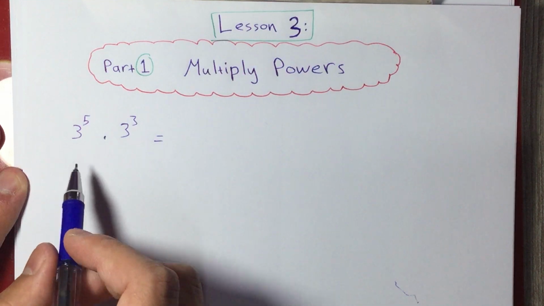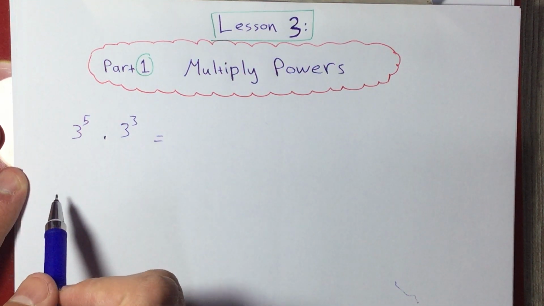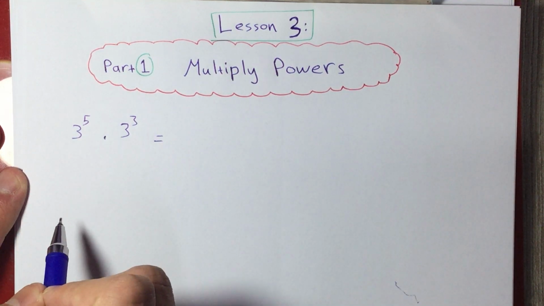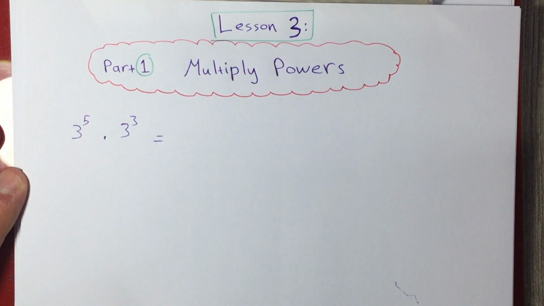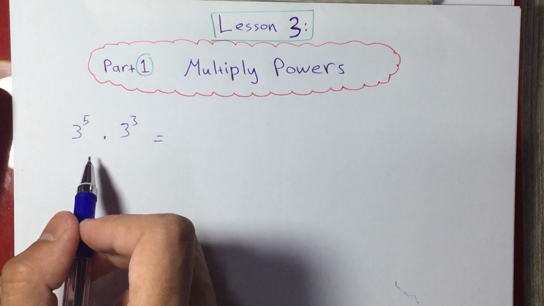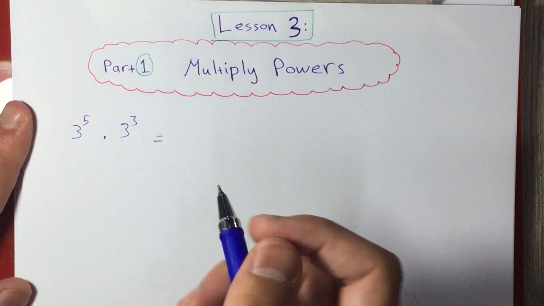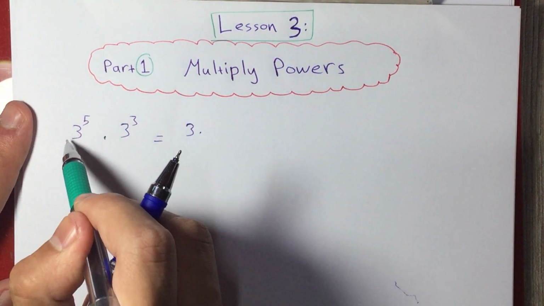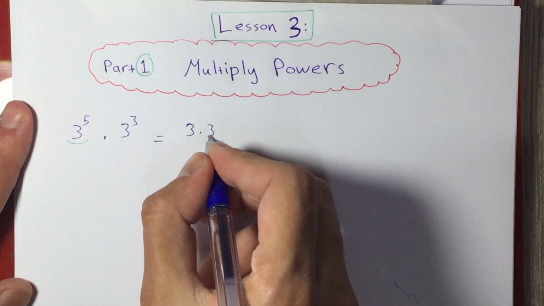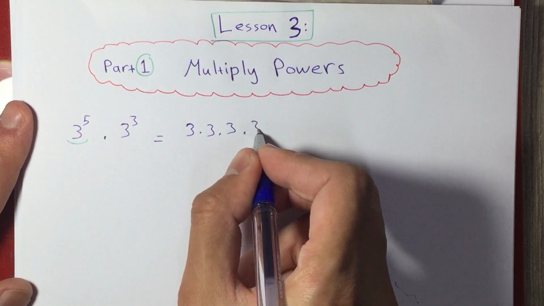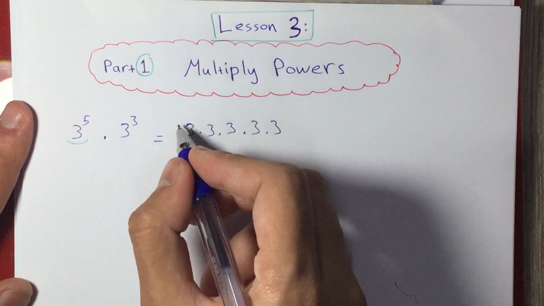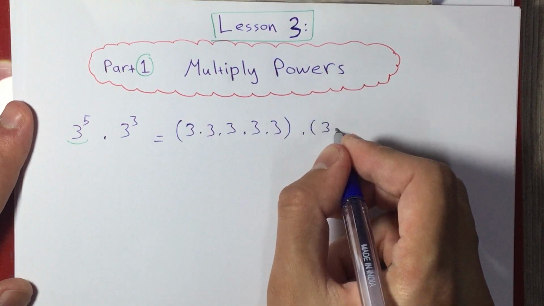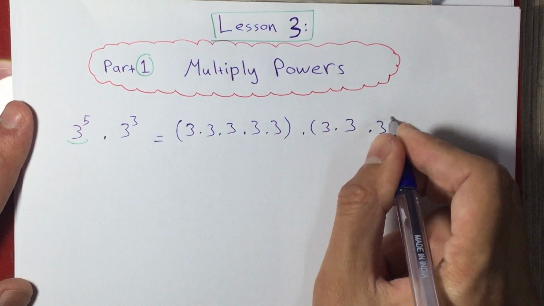First of all, let's take this example here. Let's assume that we are going to multiply 3 to the 5th times 3 to the 3rd. How can we calculate this? We can simply write each factor into its components. We can write 3 to the 5th as 3 times 3 times 3 times 3 times 3. And then we can write 3 to the 3rd as 3 times 3 times 3.